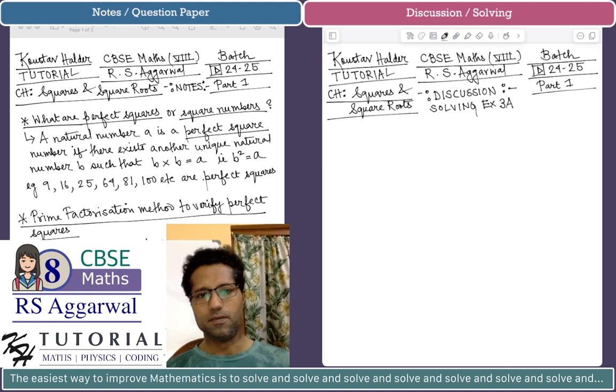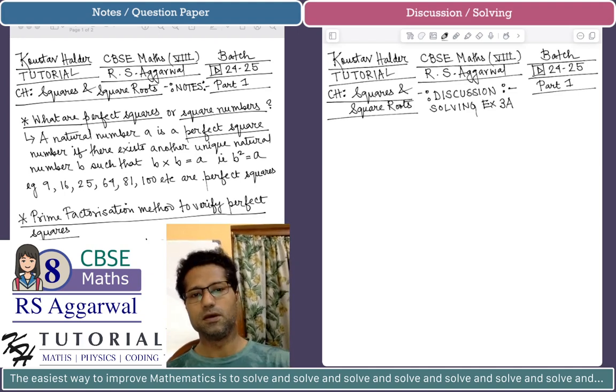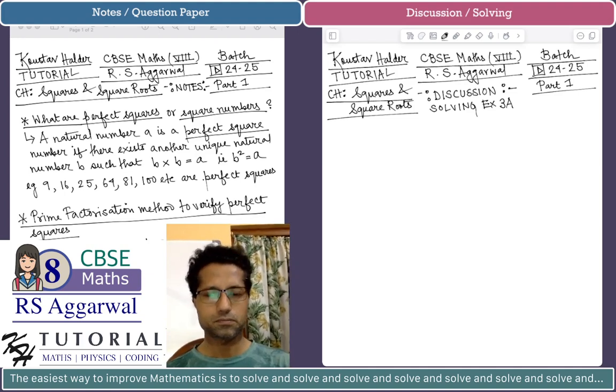I am reading from the notes. If you wish, you can take a screenshot of my notes on the left hand side, or I will attach the PDF version of my notes in the description below.